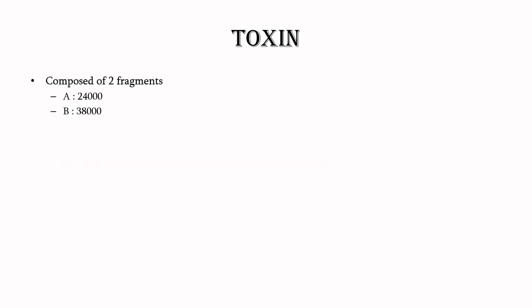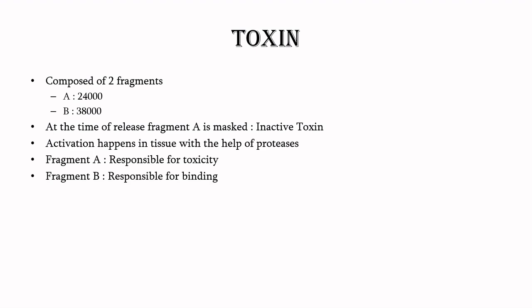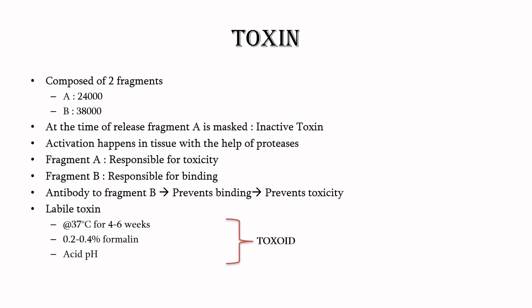This toxin consists of two fragments, fragment A and fragment B. Generally these are combined together, with fragment A covered nicely by fragment B, so it's an inactive toxin. Once inside the body, with the help of proteases, the protein-splitting enzymes, they split into fragment A, which is responsible for the toxicity, and fragment B, which is responsible for binding to the corresponding cells. So if we can create an antibody towards fragment B, this will prevent the binding of the active part to the cell and can prevent toxicity.